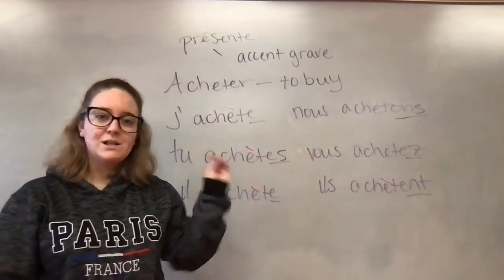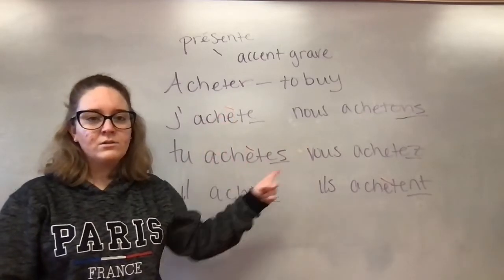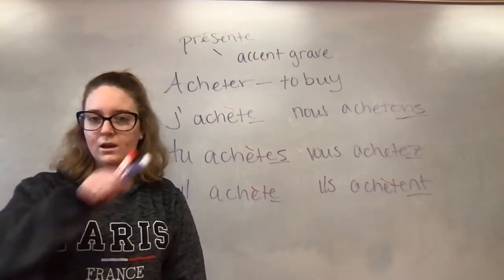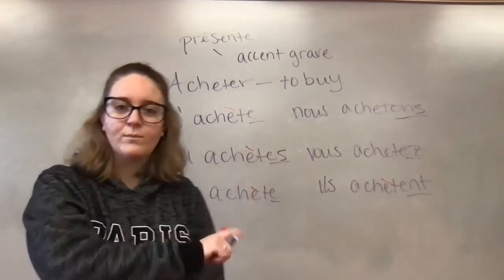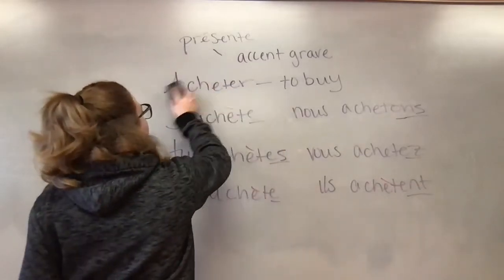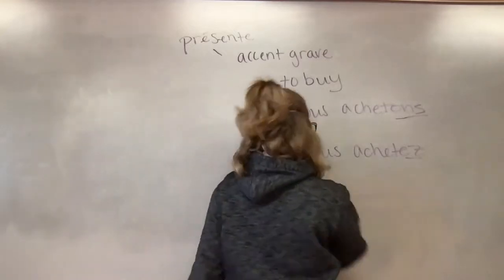So when it says it's conjugated like this, it has the same accent added on the same E in the je, tu, il, and ils plural forms alone. All right, so that's one pattern that we're learning today. We're going to learn three.